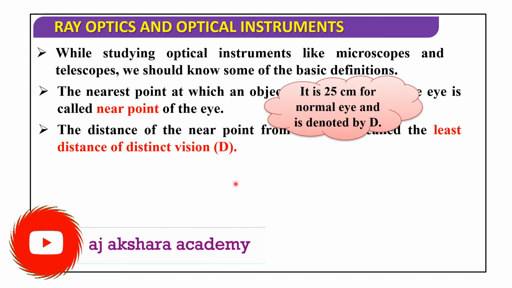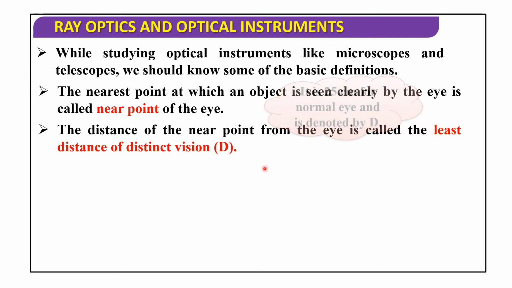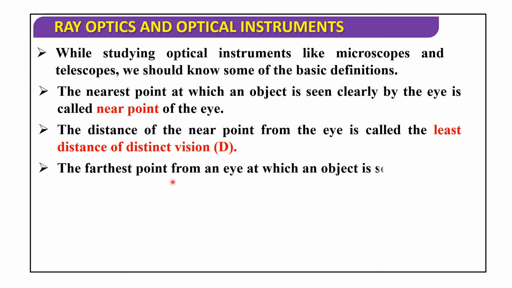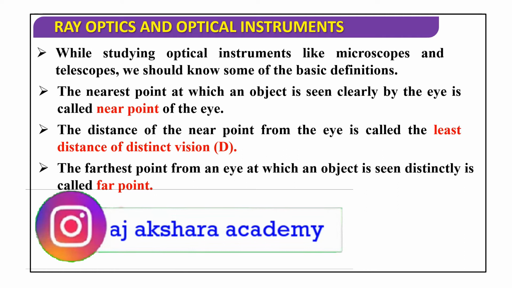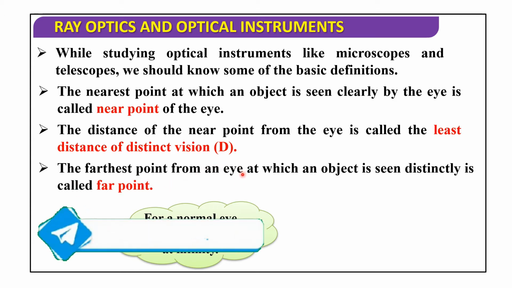So, what is the least distance of distinct vision? 25 centimeters for a normal eye. The farthest point from an eye at which an object is seen distinctly is called a far point. So, near point, far point, least distance of distinct vision. For a normal eye, the far point is theoretically at infinity.